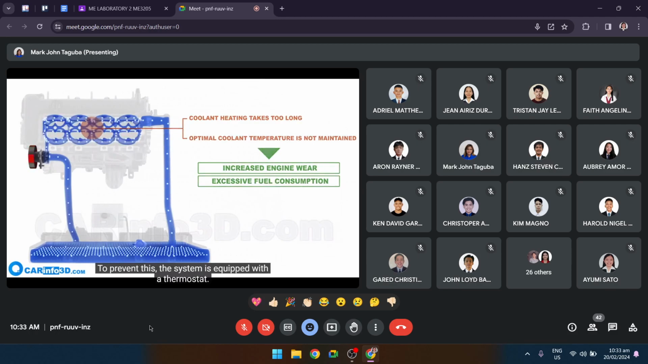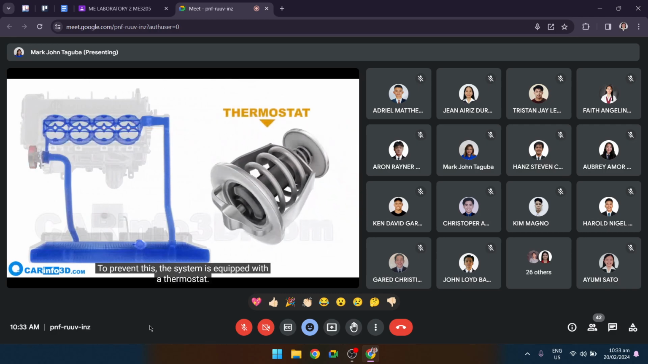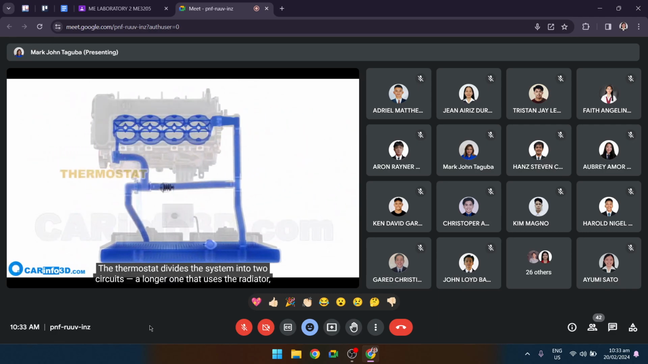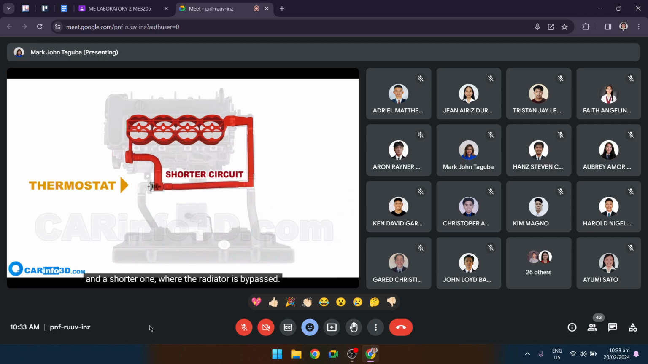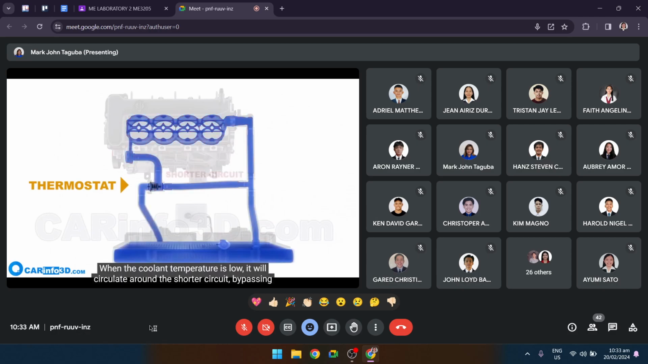To prevent this, the system is equipped with a thermostat. The thermostat divides the system into two circuits, a longer one that uses the radiator, and a shorter one where the radiator is bypassed. When the coolant temperature is low, it will circulate around the shorter circuit bypassing the radiator, thus allowing the engine to reach operating temperature more quickly.